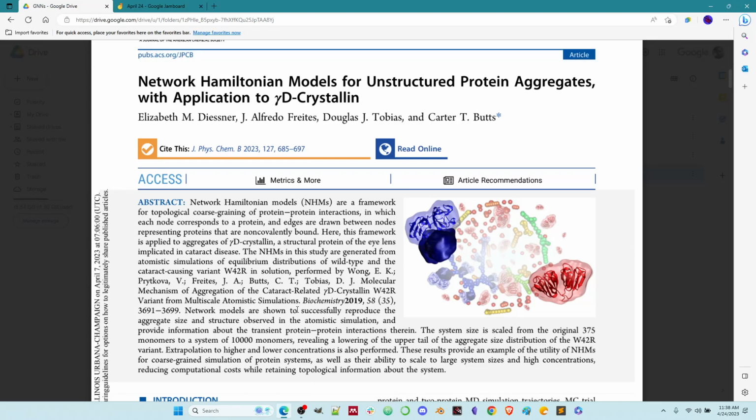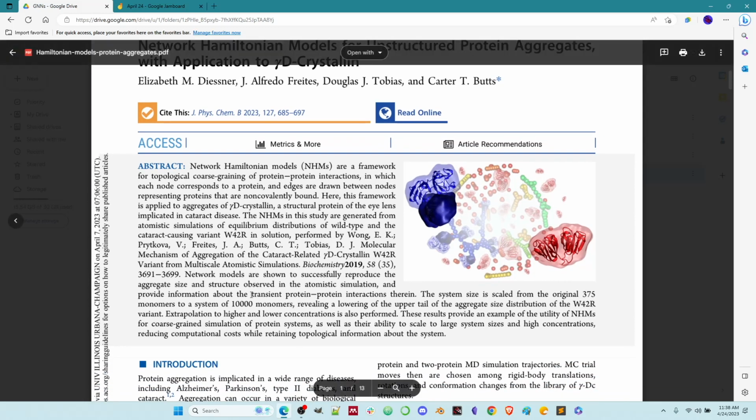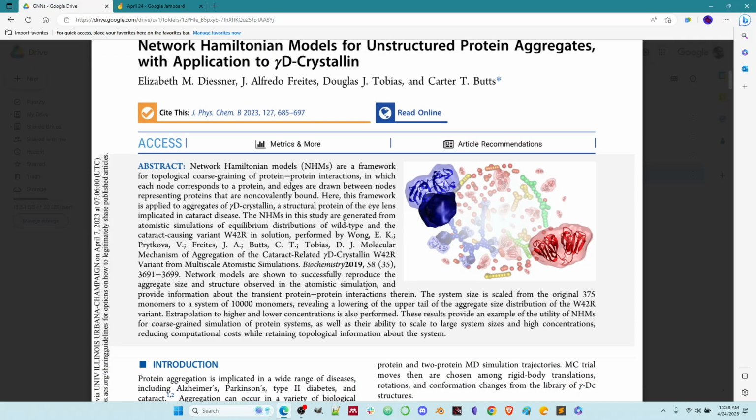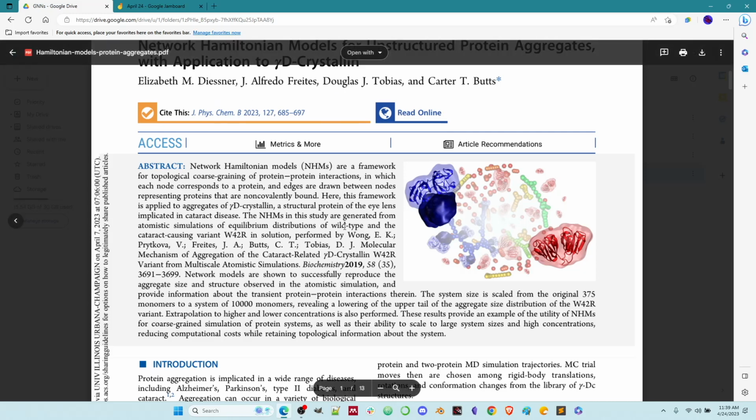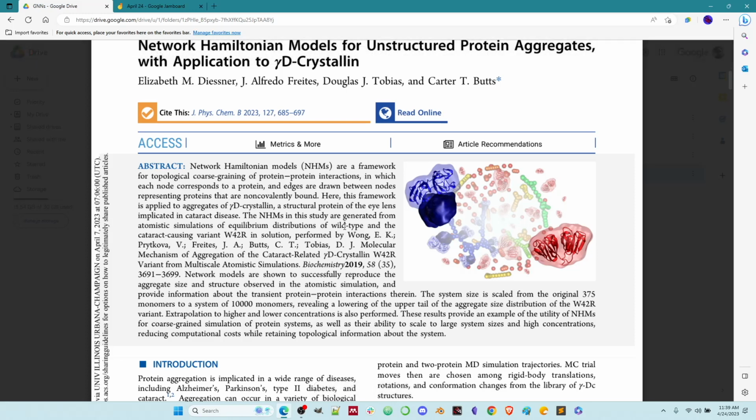Network models are shown to successfully reproduce the aggregate size and structure observed in the atomistic simulation. So you're looking at these crystalline structures that form as cataracts, and you want to understand the size and shape of them. You want to simulate that and reproduce it. So these crystalline proteins coalesce, they aggregate into these things that block your vision or that sit in your retina and do bad things, non-desirable things.